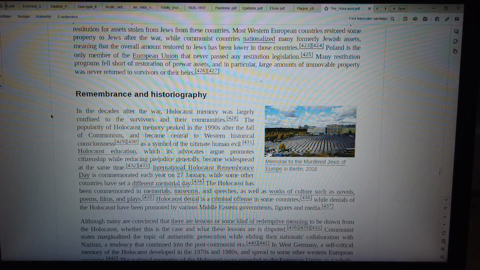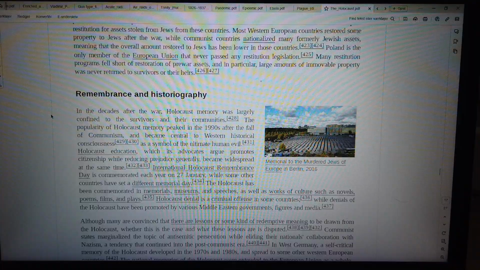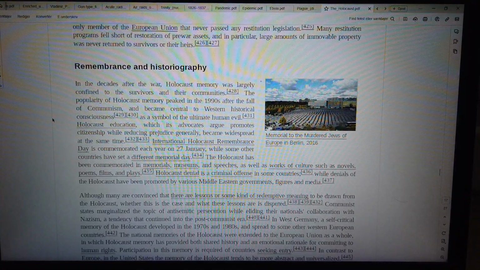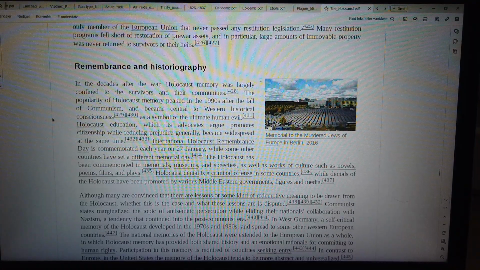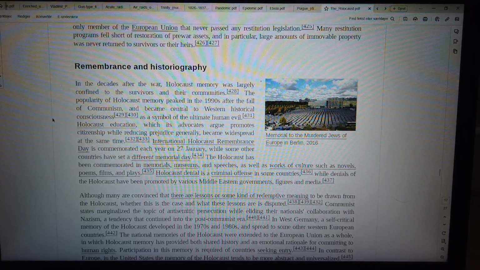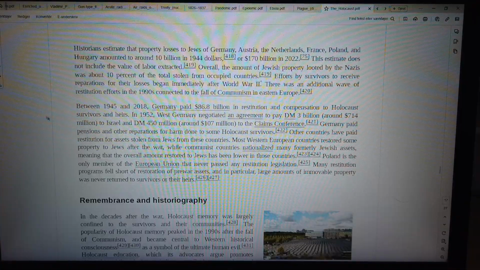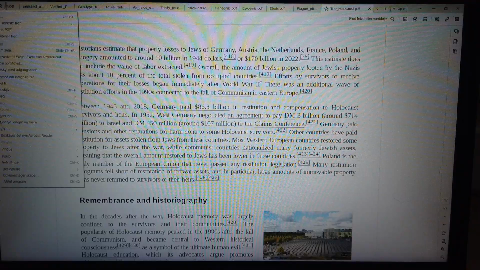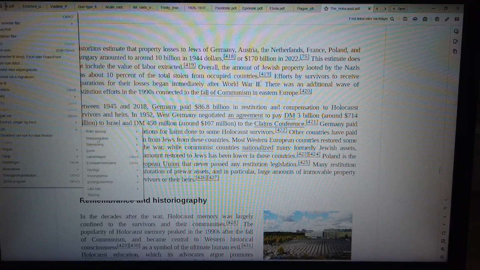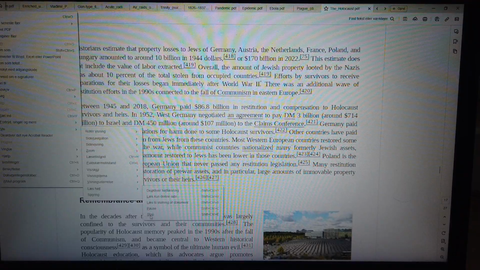Many restitution programs fell short of restoration of pre-war assets, and in particular, large amounts of immovable property was never returned to survivors or their heirs. Remembrance and historiography. A memorial of many square concrete blocks.